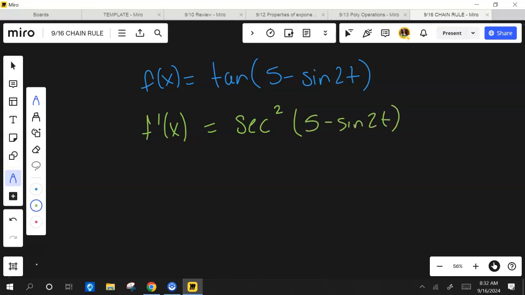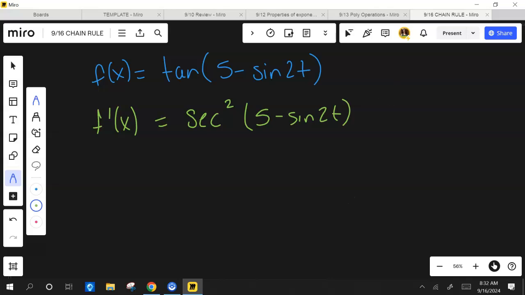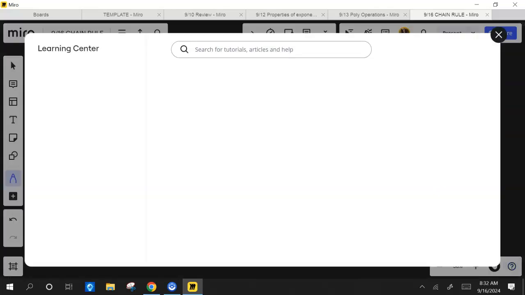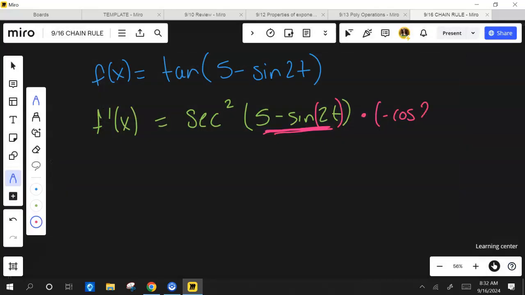We always do the derivative of the outside and work our way in, but we leave the inside alone as we do it. So now I need the derivative of the inside. Negative cosine, and I leave this alone. Am I done? No, that's exactly right. Now I've got the derivative of 2t, which is 2.